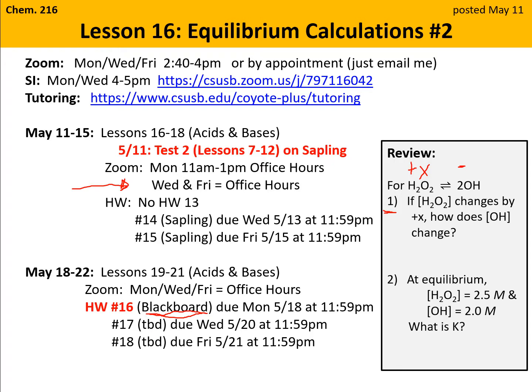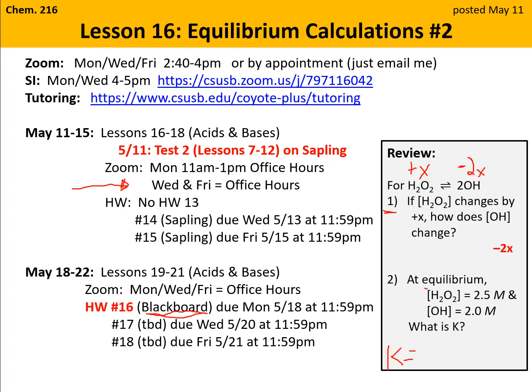And now the stoichiometry is involved. For every 1 mole of H2O2, there's 2 moles of OH. So if there's X moles of H2O2, there must be 2X moles of OH, or molarity of OH. In our second one, we're looking at equilibrium concentrations. We know this because it says it's at equilibrium. If it says at equilibrium, these are my things and my concentrations, and I can plug these into K.